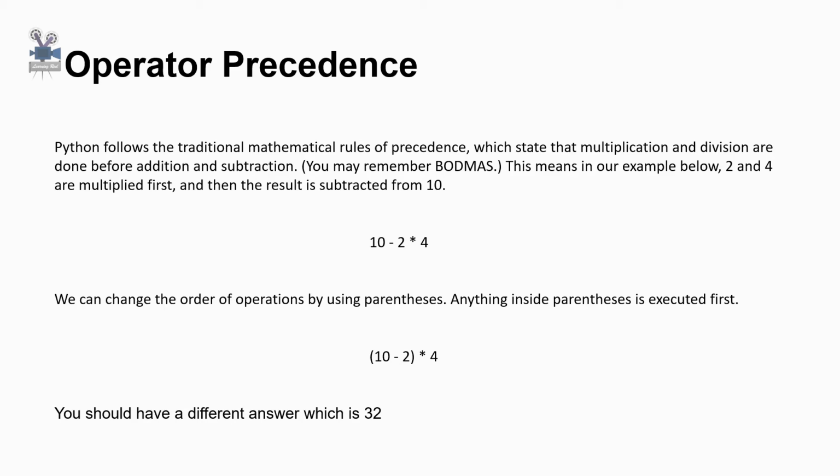We can change the order of operations by parentheses. Anything inside the parentheses is executed first. So 10 minus 2 in parentheses multiplied by 4. So it's going to subtract 2 from 10 and then multiply that result with number 4. You should have a different answer, which is 32.